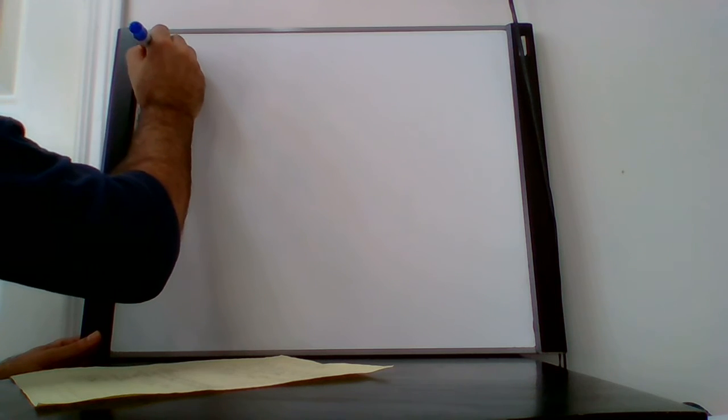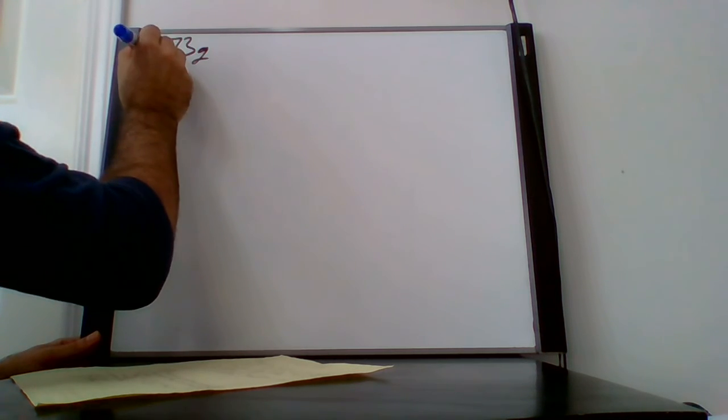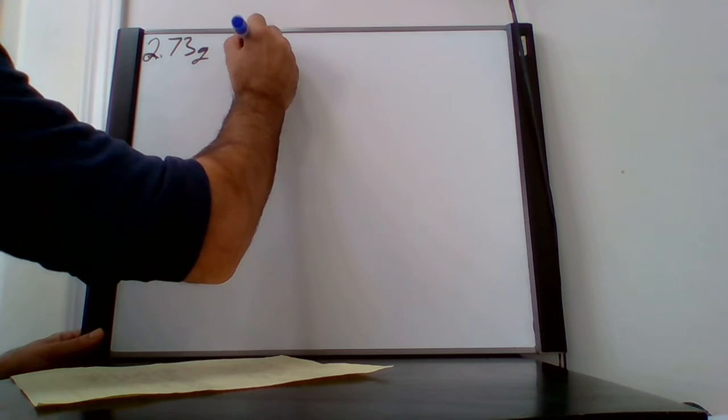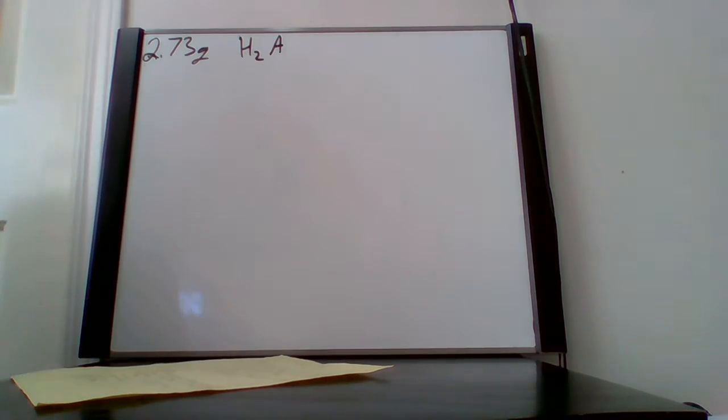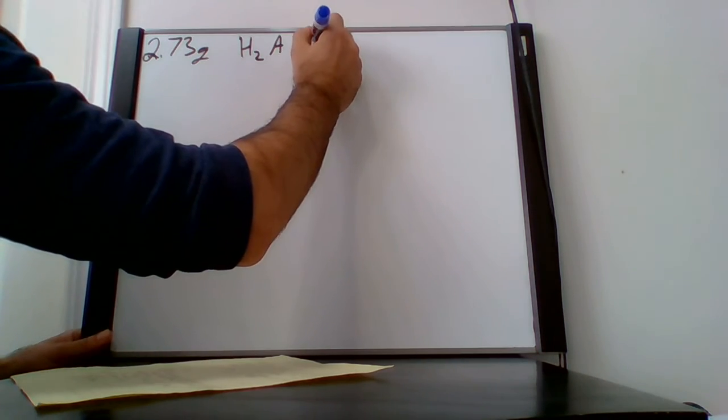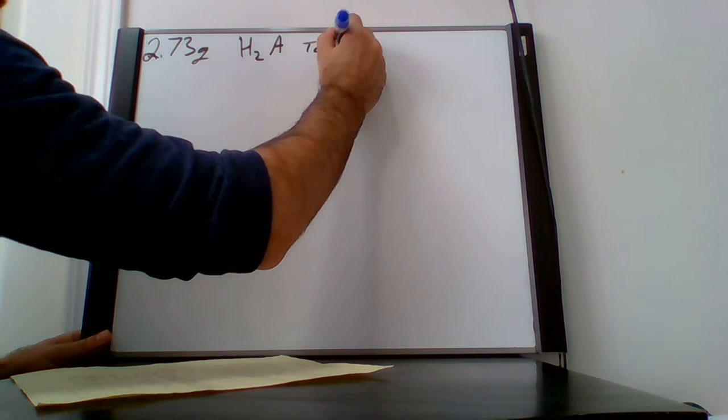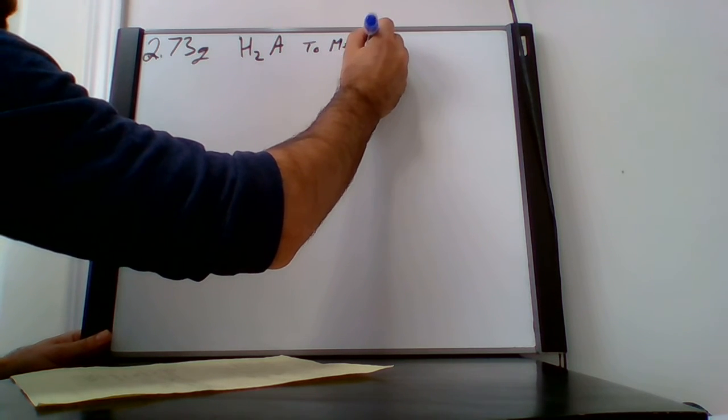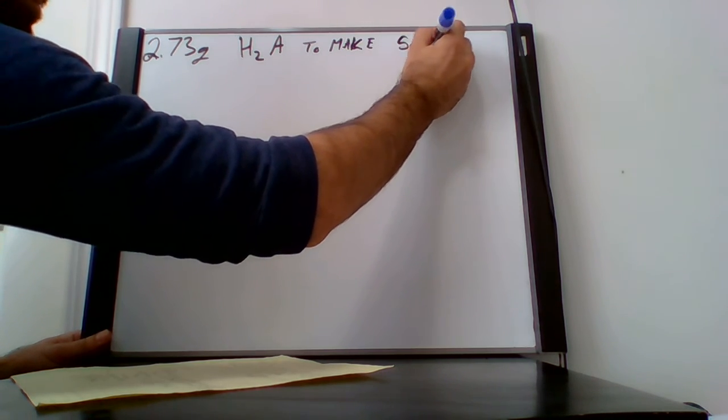All right, last example here for titrations. We're going to talk about how to figure out the molar mass. Okay, so for this one, we have 2.73 grams of a diprotic acid. Diprotic means two hydrogens. So we take this 2.73 grams of whatever this acid is, and we make a half a liter of solution.